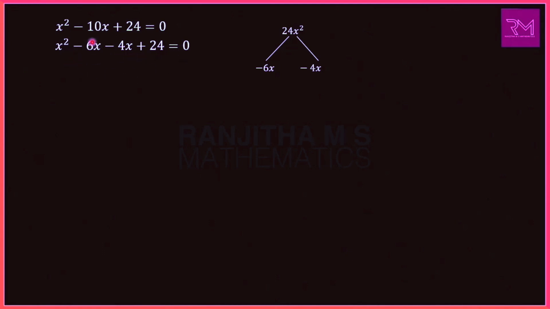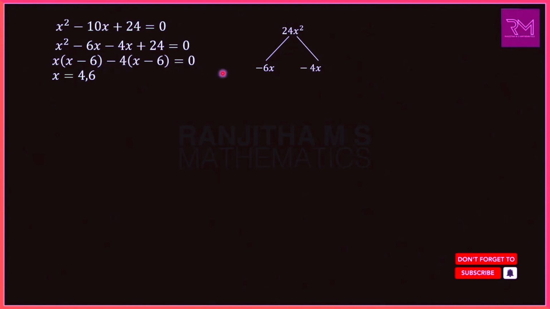This is to simplify the quadratic equation. In these two terms we can take x as common, that is x into x minus 6. In these two terms we can take minus 4 as common into x minus 6, which is equal to 0. Here x into x minus 6 minus 4 into x minus 6 is equal to 0. That becomes x minus 4 equal to 0 and x minus 6 equal to 0. That is x equal to 4 comma 6.